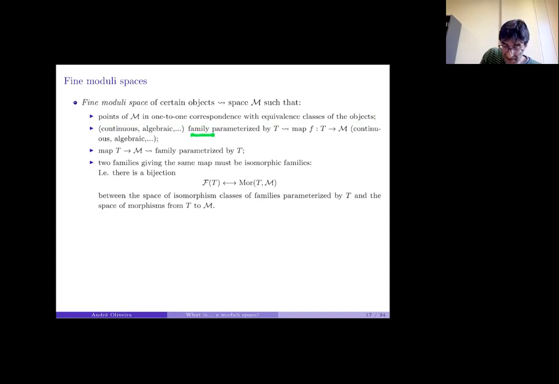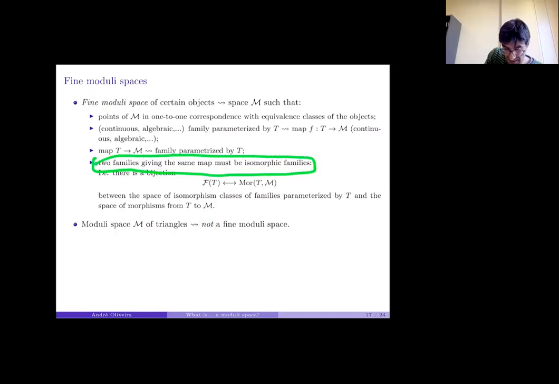Such that families parameterized by any space give rise to maps, and maps give rise to families from a space. And then if two families give rise to the same map, then they must be isomorphic families. This is the definition of fine moduli space. So we just saw that the moduli space of triangles is not a fine moduli space because there is no bijection.